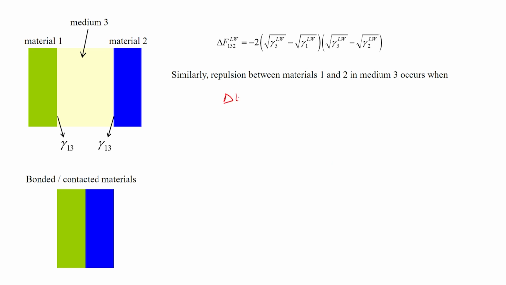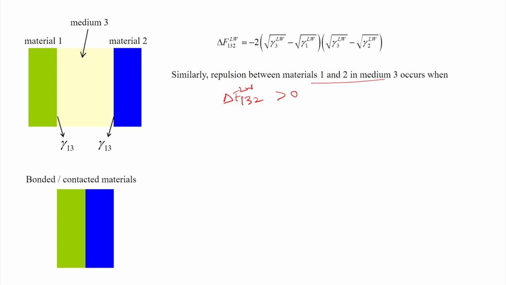Let us say now that delta F 132 LW becomes positive. When this becomes positive, the interaction energy increases. That means the attraction is not a spontaneous process. The spontaneous process will be repulsion between materials 1 and 2, both immersed in medium 3.